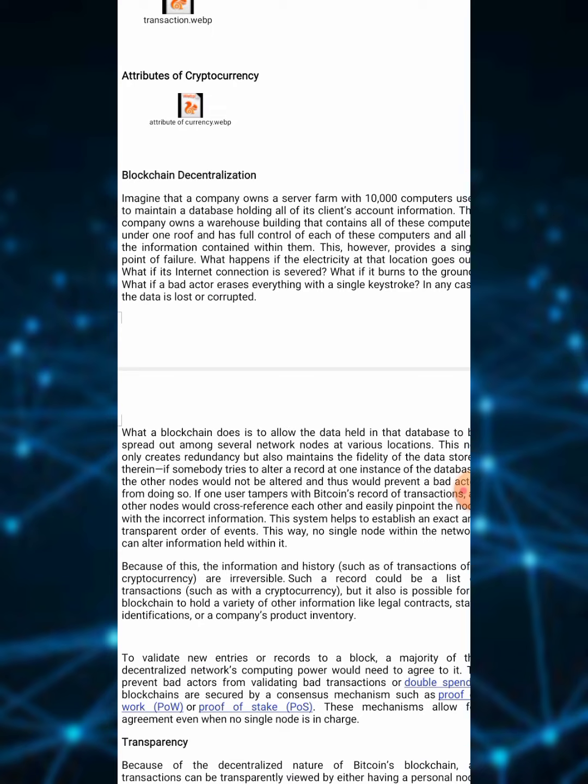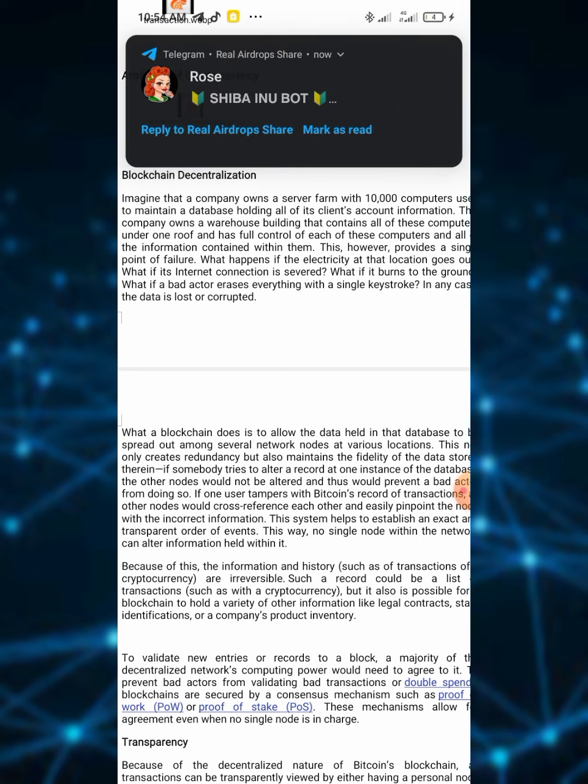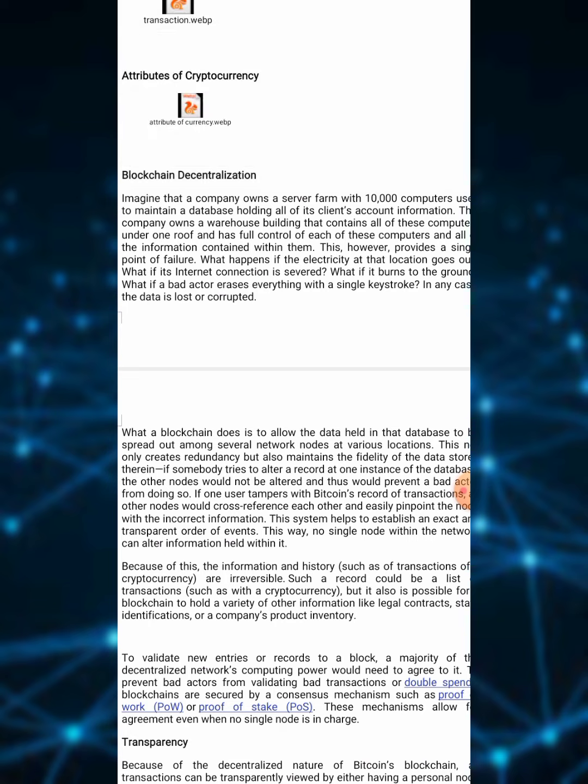Okay, so what happens if the electricity at this location goes out? Guys, this is actually the reason why blockchain is decentralized. Because imagine, like I said, if you have 1,000 computers that contain all the information of a particular transaction of your company, and then all of a sudden the power goes out. What will happen to the transactions coming in and going out?